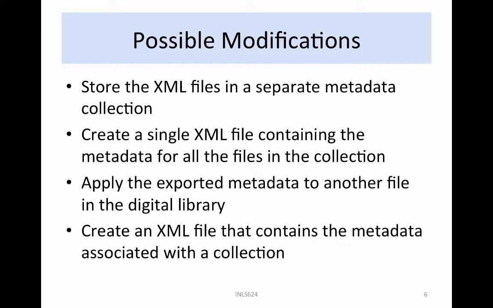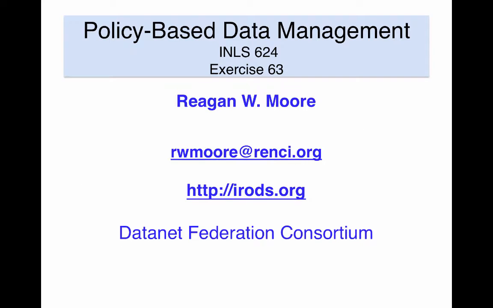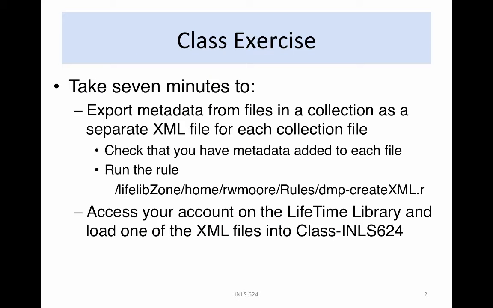See Module 103. A rule can be written to apply the extracted metadata to a copy of each file in an archive. This replicates the metadata as well as the file content. A rule can be written to extract the metadata from a collection and then use the extracted metadata as a template for other collections. Take 7 minutes to complete exercise 63.